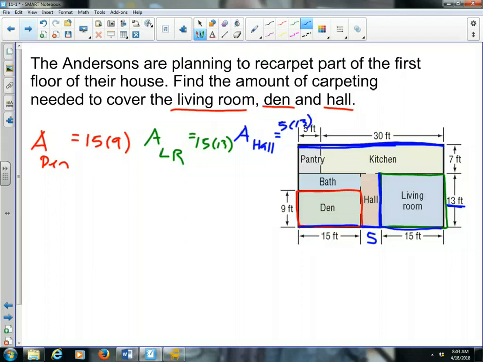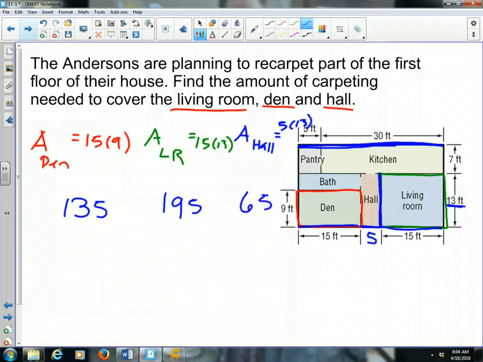All right, what's the area of the den? 15 times 9. 15 times 9 is 135. The area of the living room is 15 times 13, which is 195. And the area of the hall is 5 times 13, which is 65.